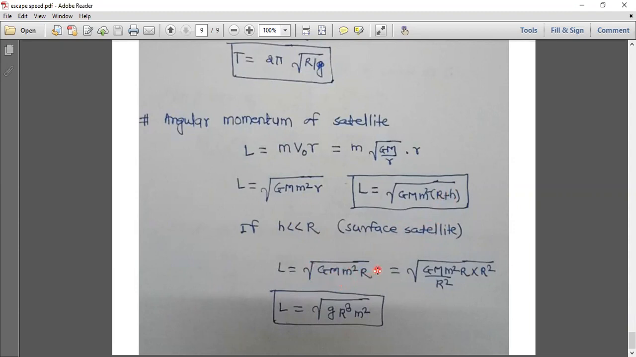Now what will we do? We will multiply and divide with R square. Here I have done it. See, you can see in this step R square. Now this GM by R square is what? g. This R and R square make R cube, and this is m square. So therefore angular momentum of satellite L is equal to root of g R cube into m square. Clear? Which is what? Angular momentum of satellite, right?